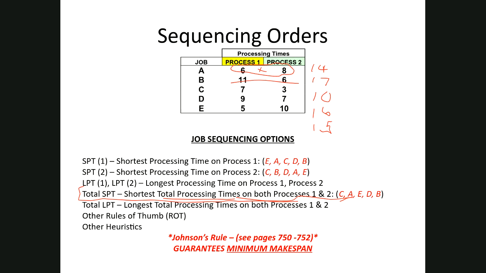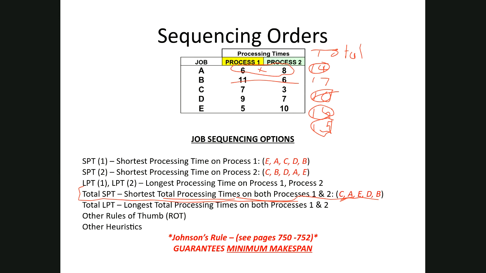And just like before, now we've got the total processing time, and we're going to choose to use the shortest total processing time. And again, the first one in the sequence will be C. Then we're going to choose A at 14, and then E at 15, D at 16, and then B. So that gives us the sequence C, A, E, D, B.